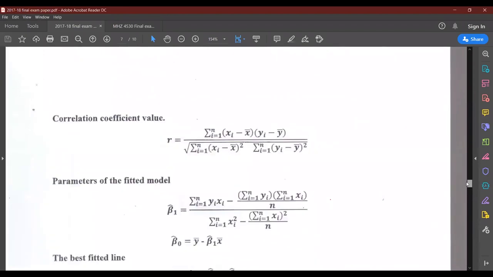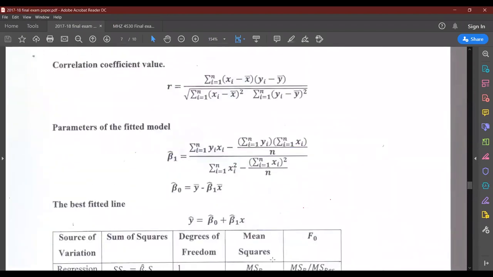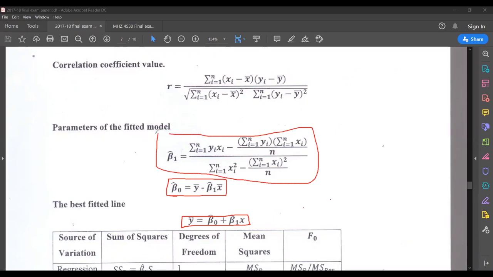If you go to the equation page again, you might see this is the equation for the best fit line. Here we need to find beta naught and beta one. Without finding beta one, we can't find beta naught, because the equation for beta naught is dependent on beta one. So before finding beta naught, we need to find beta one. They have given the equation for beta one also, so everything is given to you.